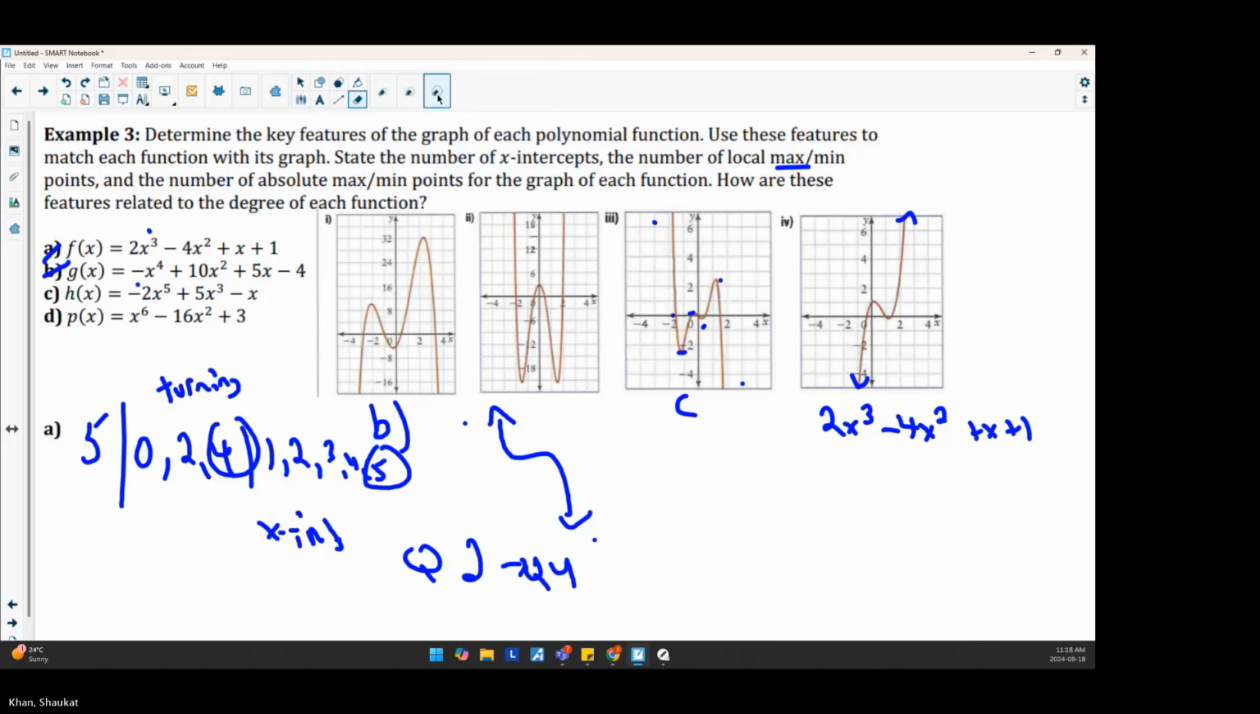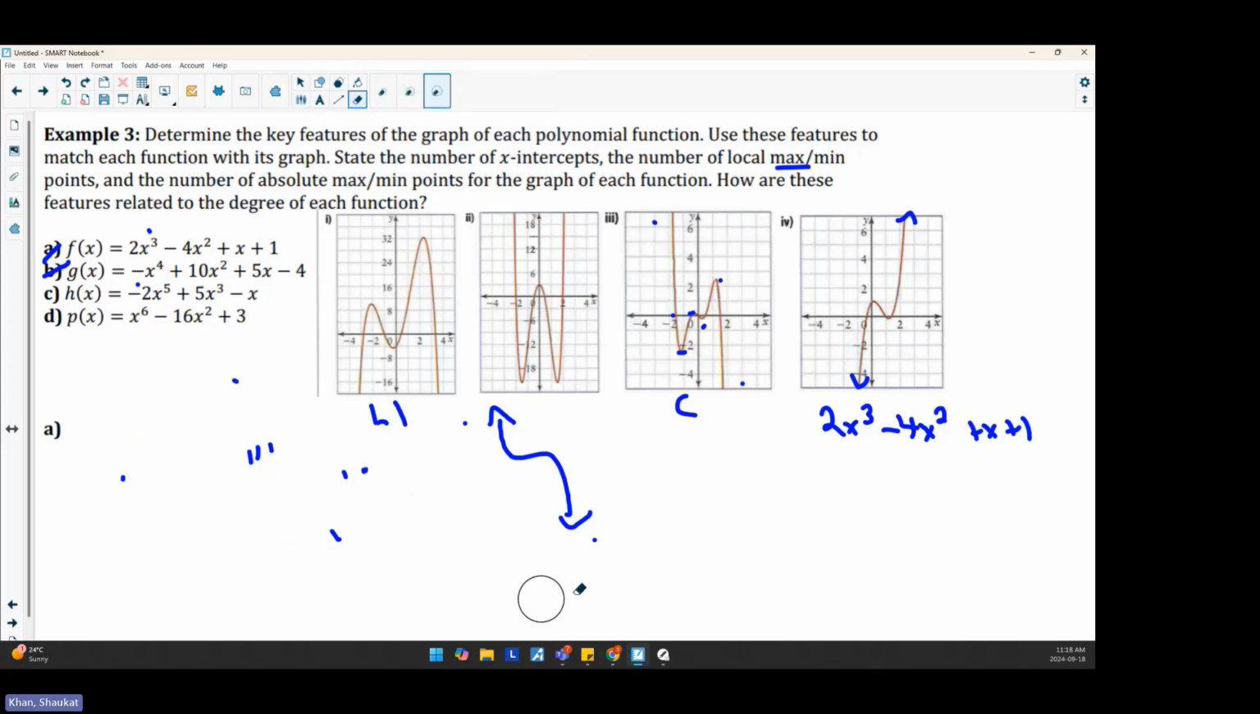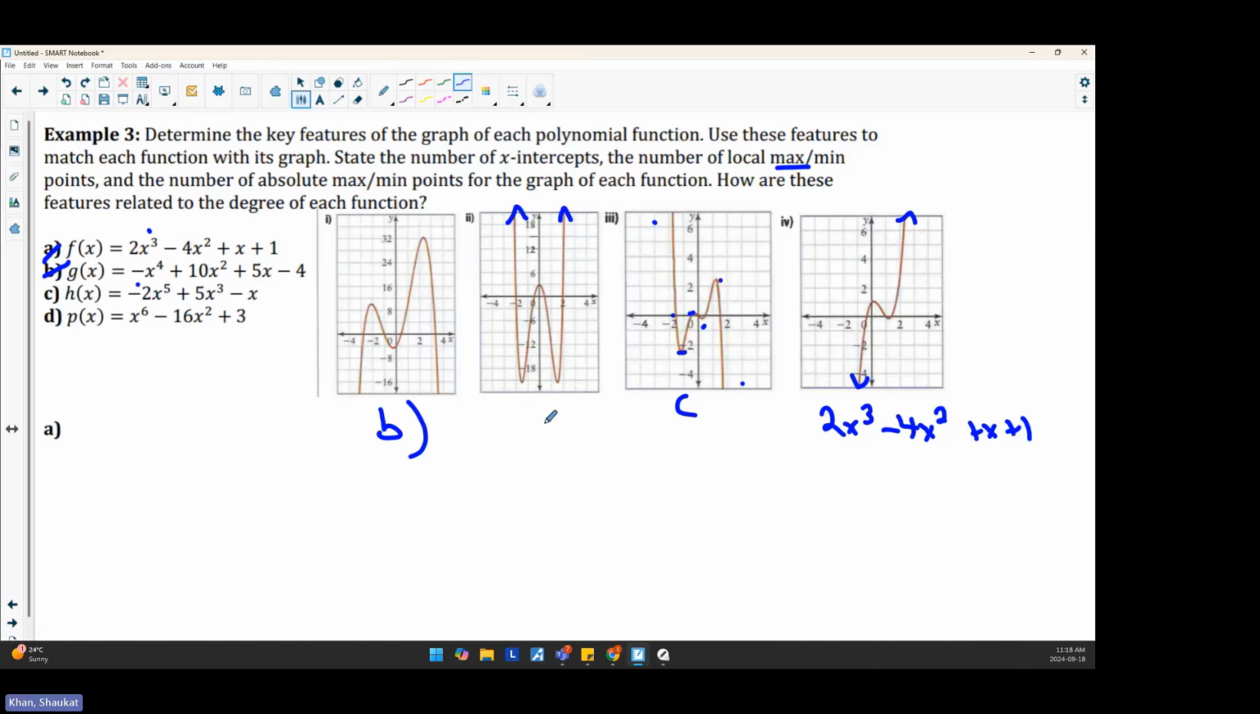And then the last one, we don't really have to do it, but I'll just quickly go over. It's pretty straightforward. So x to the 6, that's even. We know it has to be a positive leading coefficient, going from Q2 to Q1. So it's facing upwards, and yeah, it's D.